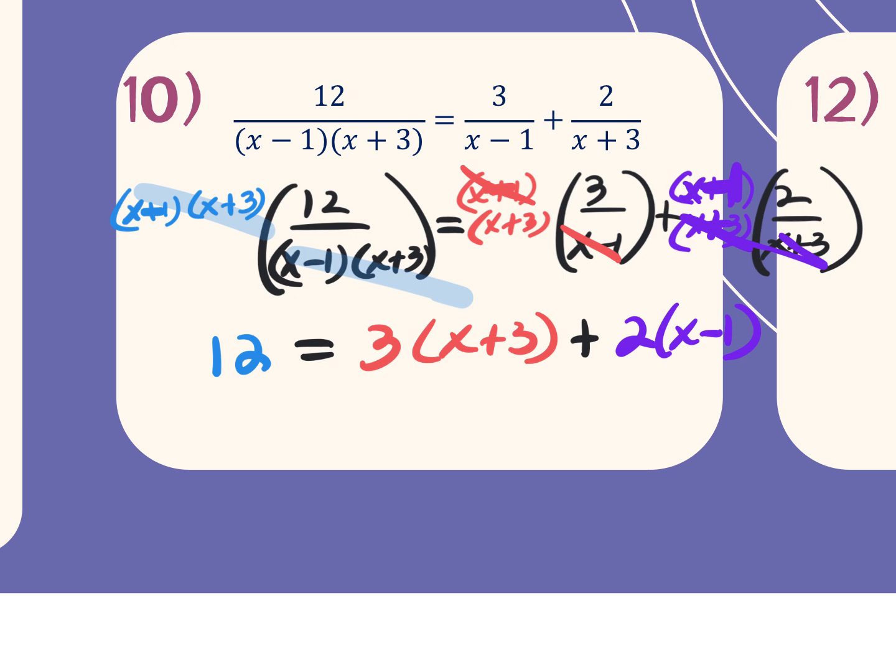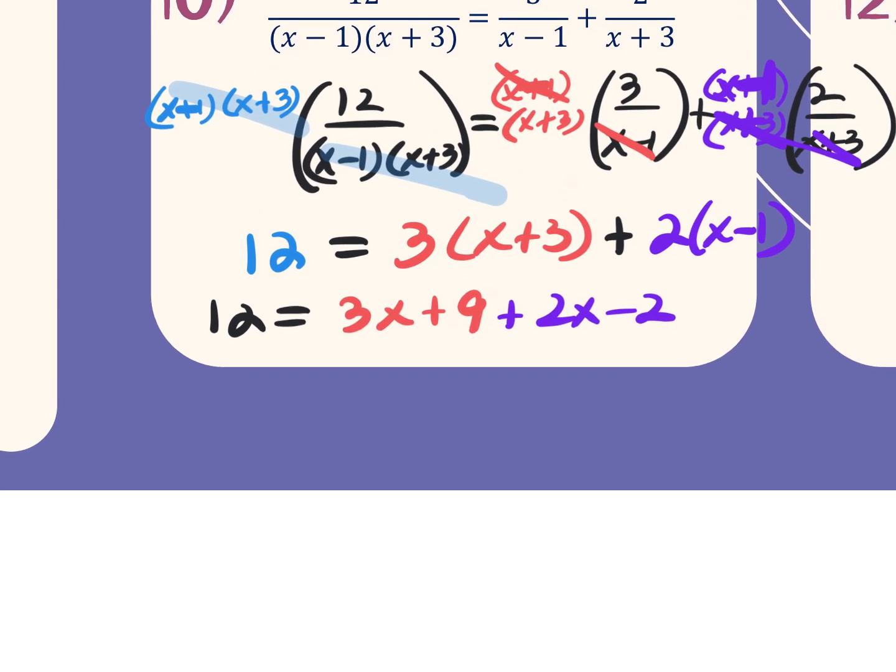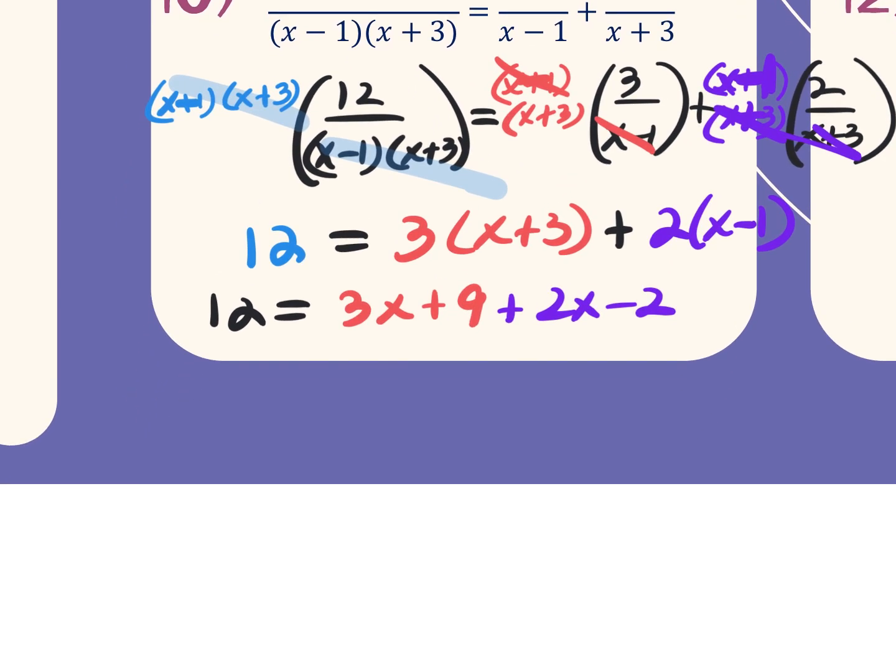All right, so I have to distribute the red. So the blue stayed. The red becomes 3x plus 9. The purple becomes 2x minus 2. Next, I'm going to combine my like terms. So 3x and 2x is 5x. And then 9 minus 2, that's going to give me 7.